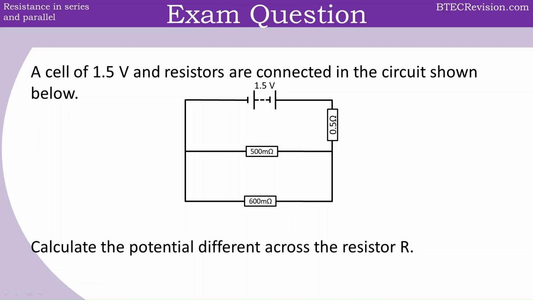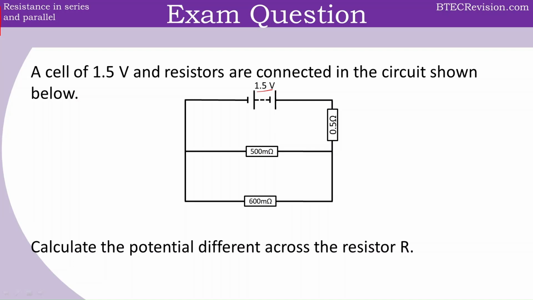Now pause the video here and attempt this exam question. A cell of 1.5 volts and resistors are connected in the circuit shown below. Calculate the potential difference across the resistor R. Let's start by looking at the circuit here. We've got a voltage 1.5, which is in the correct unit. We have three resistors. One is 0.5, which is in the correct unit, and the other two are in milliohms.